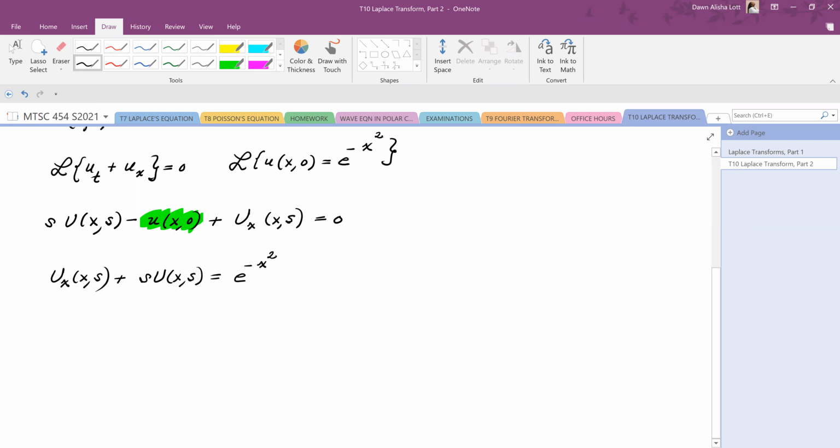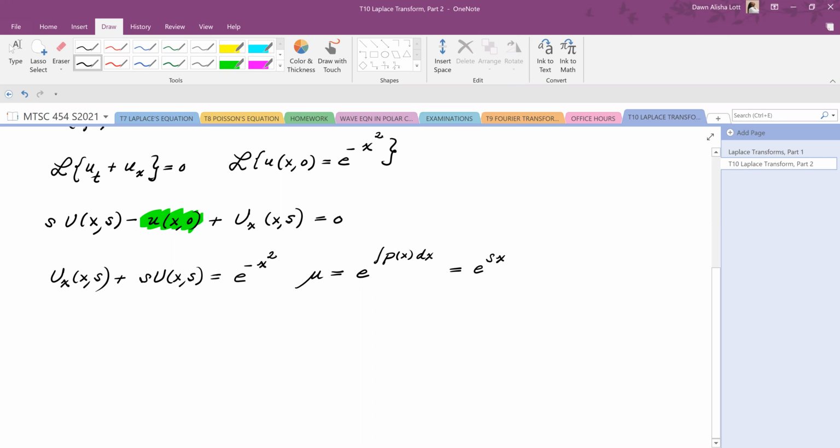Okay, so now when I try to solve this, I need my integrating factor mu, which is e to the integral of P, and I don't want to say P of s, I want to say P of x. That just turns out to be e^(sx).